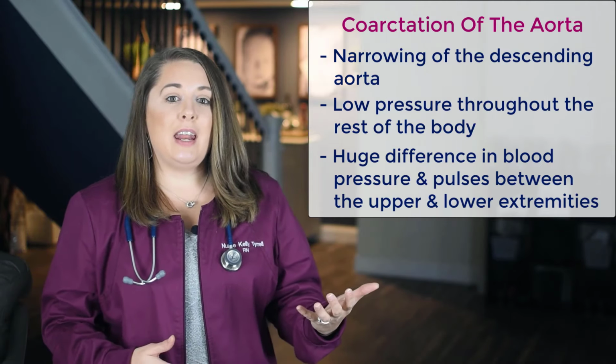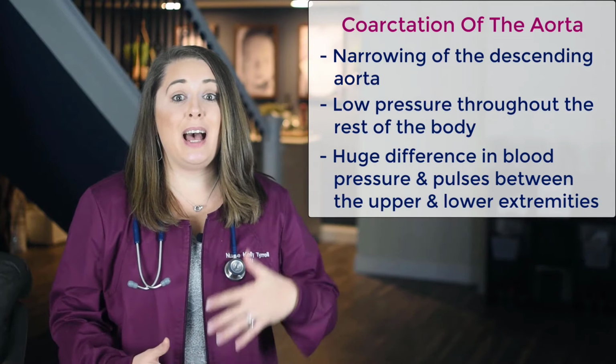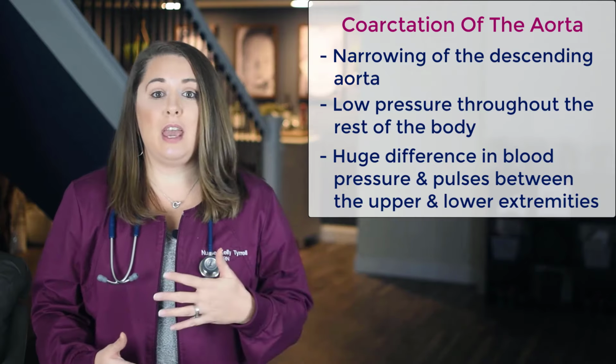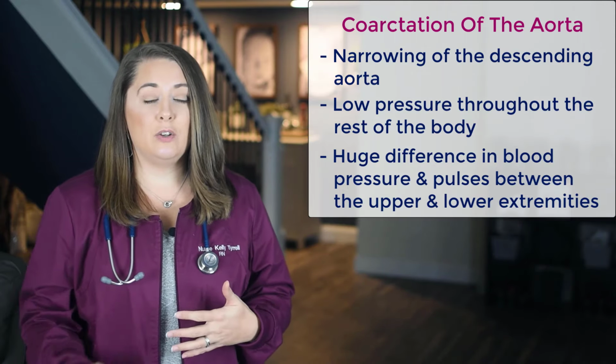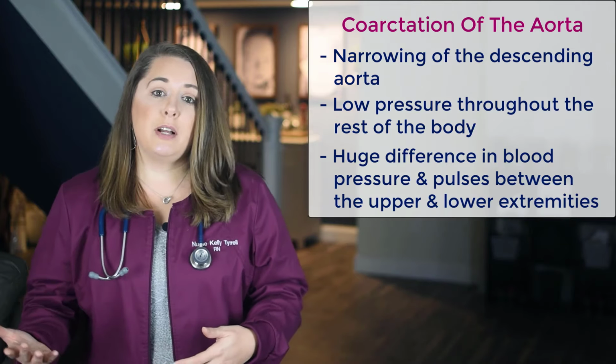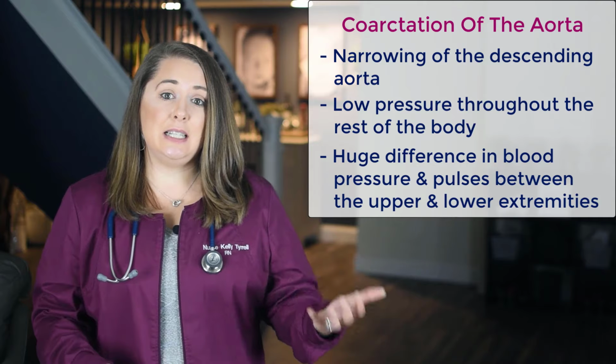So if you have a kink in a hose, for example, you're going to have significantly increased pressure behind the kink and significantly decreased pressure below the kink, which is why if you press the nozzle of a hose that has a kink, barely any water will come out. Well, this works the exact same way in the body. So you have this narrowing in the descending aorta.